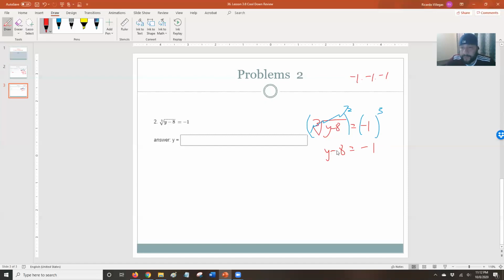And now, in order for us to solve this, we need to isolate the variable y. So we add 8 to both sides because that is the inverse operation of negative 8. We eliminate those. So we get y is equal to negative 1 plus 8 is equal to positive 7. So your answer is positive 7.